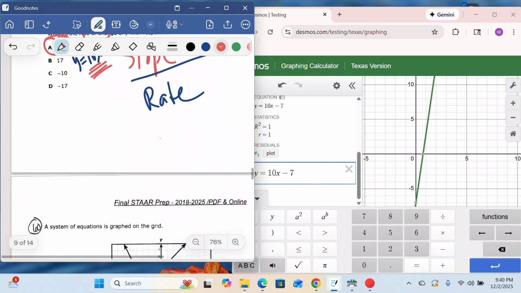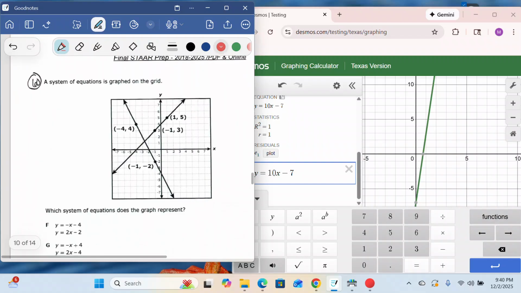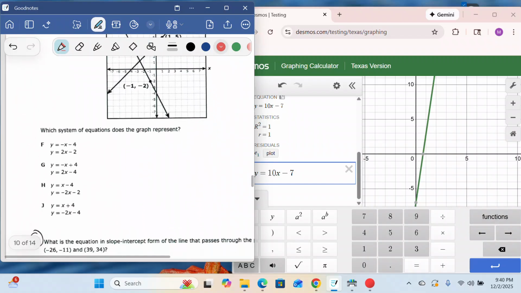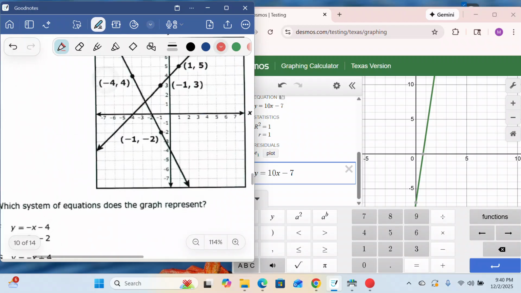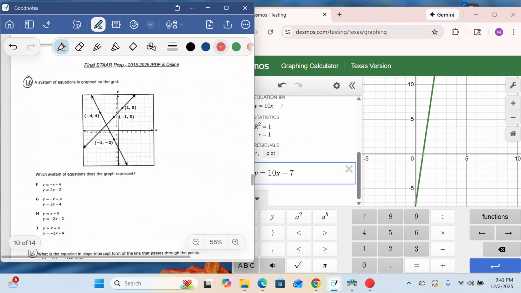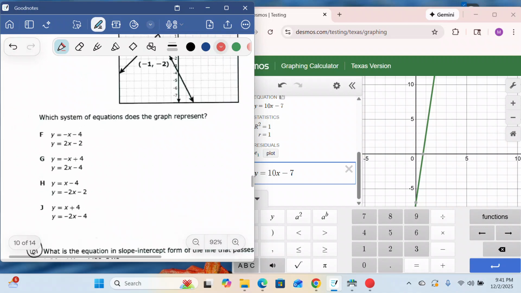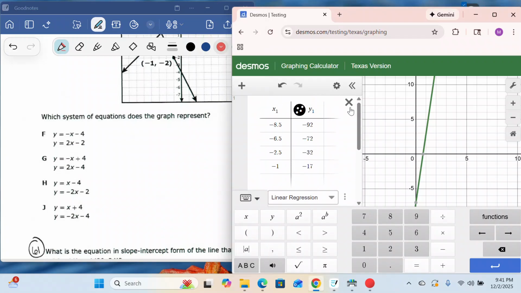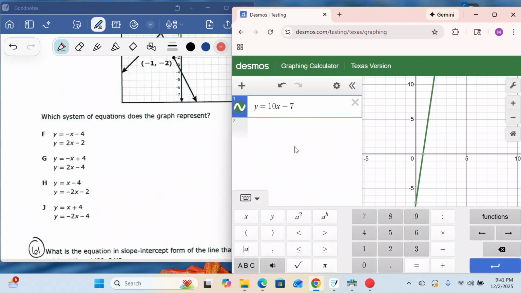And our last one for today is number 60. It is a system of linear equations. And once again, we are looking for two that have all these characteristics. Which system of linear equations does it represent? Luckily for us, they're in y equals mx plus b form, so once again, it gives you the answer right there. So all we have to do is input it into Desmos, minus x minus 4.